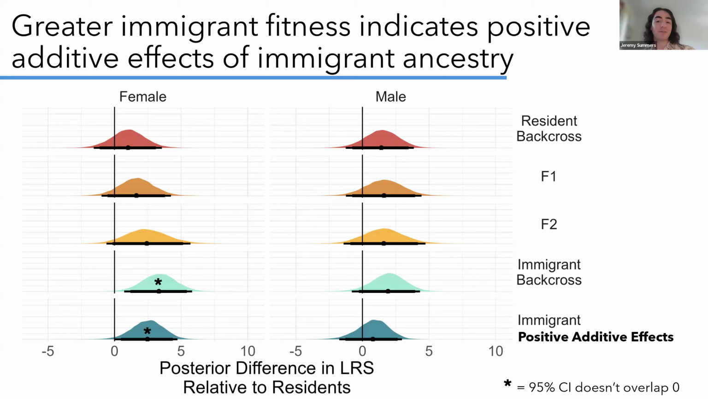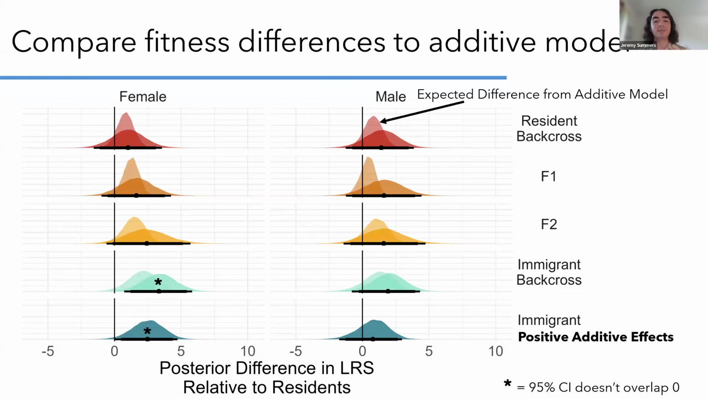This increase in fitness for immigrants indicates that there are positive additive effects of immigrant ancestry in our population, though primarily in females. These additive effects likely explain why all females with some immigrant ancestry tend to outperform residents. Next, we can compare these distributions to the expectations that we have based on that additive model.